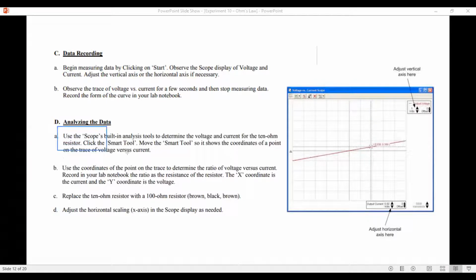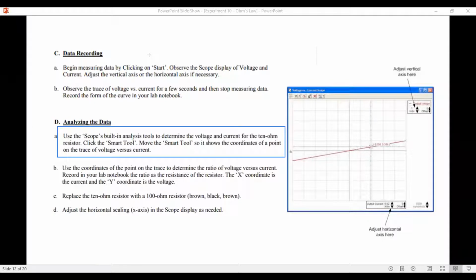Instead, what we're going to have you do, instead of looking at individual points like you see right here, okay? Like you see right here, here they're using the coordinate tool. You're simply going to run the slope tool and use the slope to get the proper value.